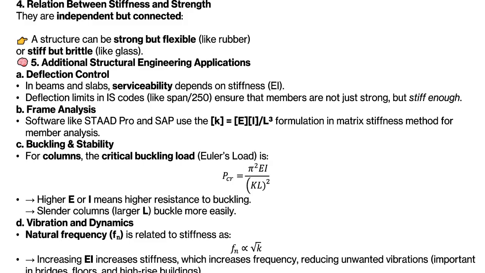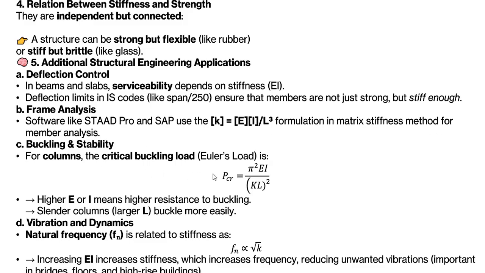Deflection control. Serviceability of beams and slabs depends on stiffness EI. Deflection limits in IS codes, like span by 250, ensure that members are not just strong but stiff enough to resist deflection and cracking. Frame analysis: software like STAAD.Pro and SAP uses the stiffness factor K equal to EI by L cube in matrix analysis of structures.